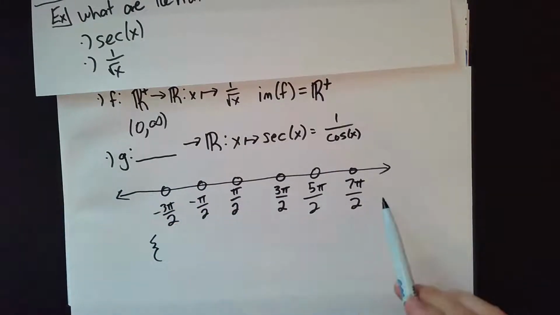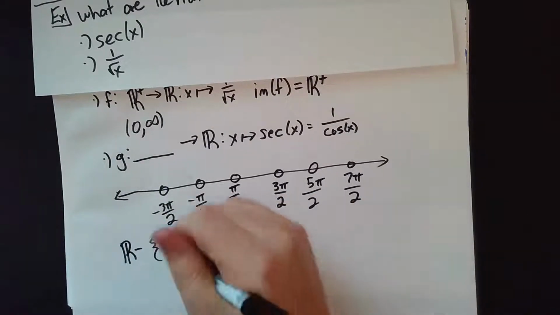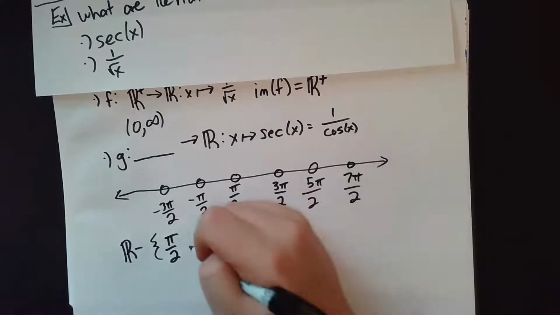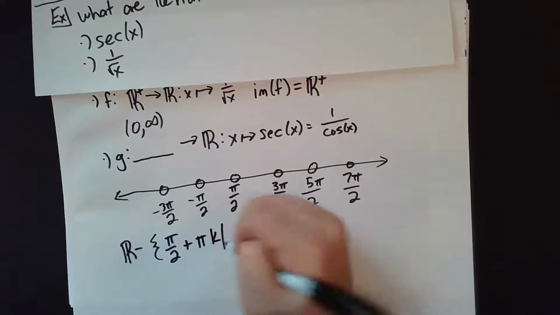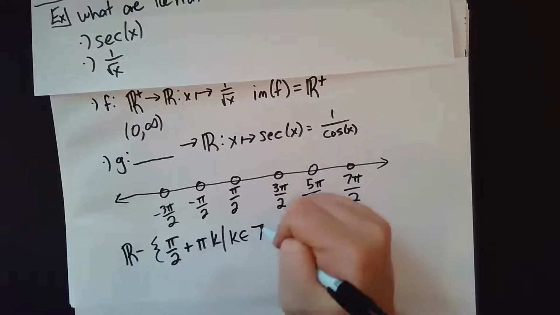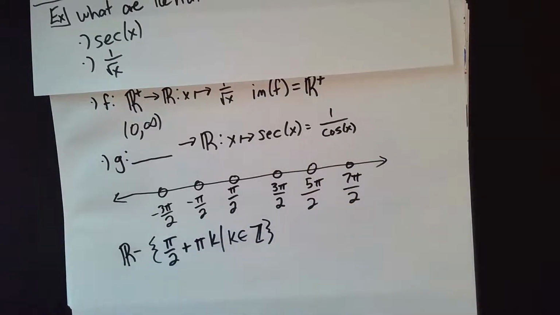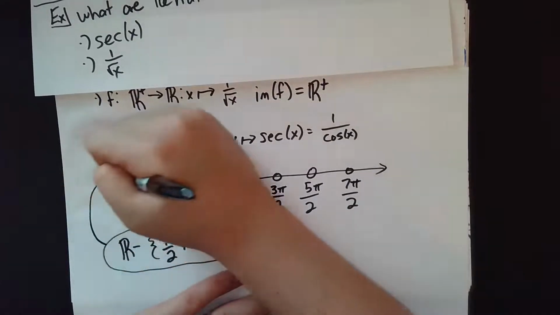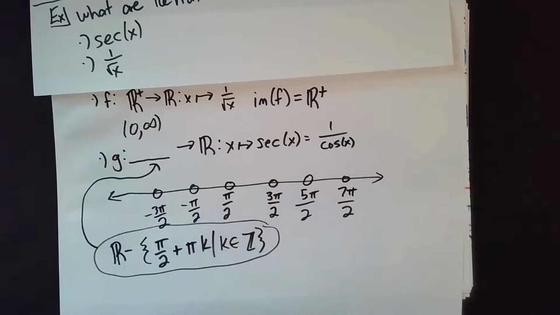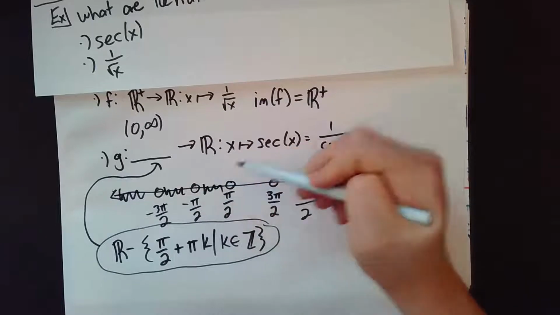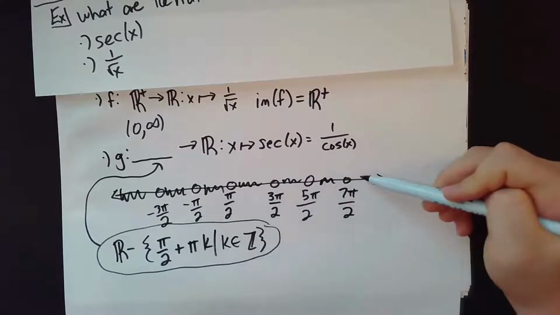And so if you go to write down what this set is for the domain, keep in mind it's the complement of this set of points where it's undefined. So it is going to be R minus the set of pi over 2 plus pi k for k in Z, as May suggests. So this is, as it happens, the natural domain for secant. Namely, it is all the in-between spots where secant's not undefined.